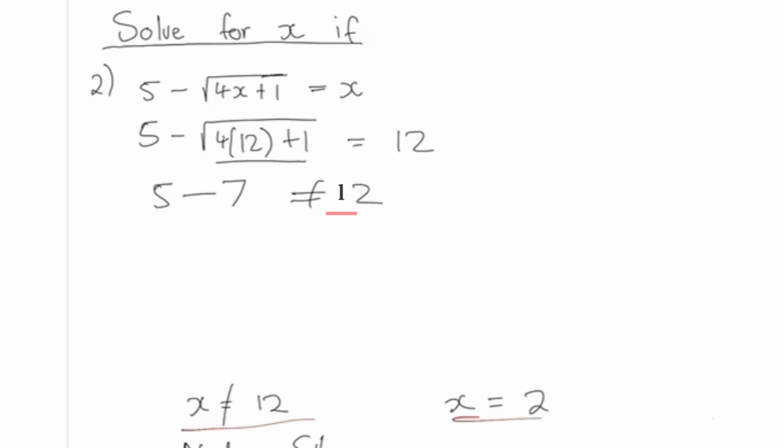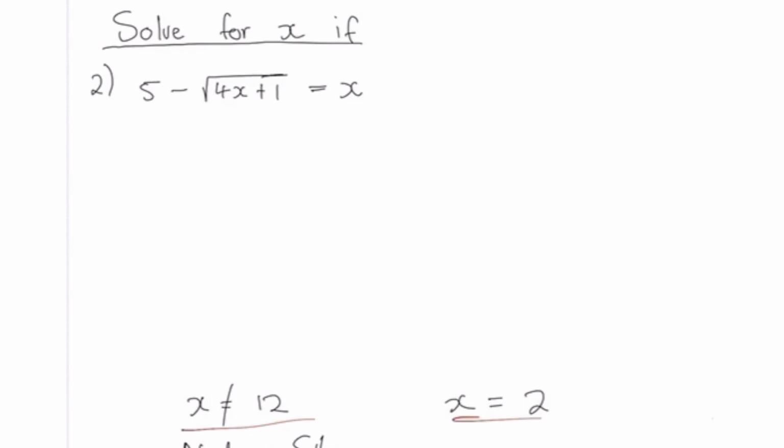Okay, now let's check the other one, that is x equals 2. This work where you are testing, you can just do it on this side of your workbook. It's fine. You can just leave it there when you are testing for the solution. Now put x equals 2. You get 5 minus the square root of 4 times x plus 1, and that should give you 2. We replace every x that we see with 2. Please be careful.